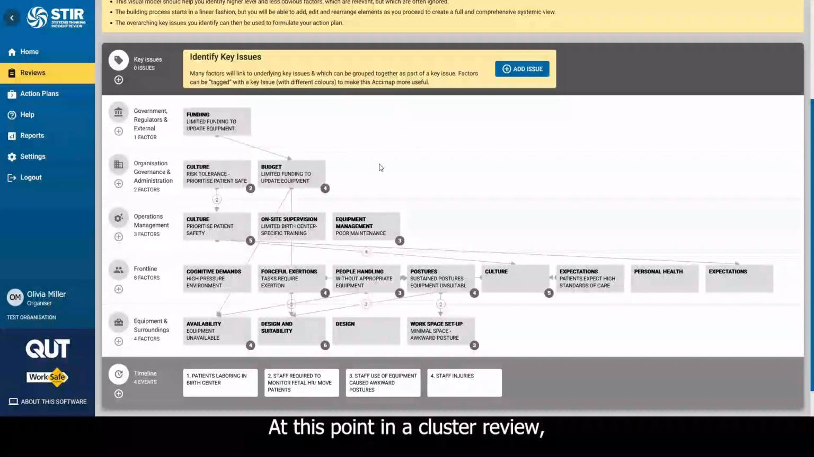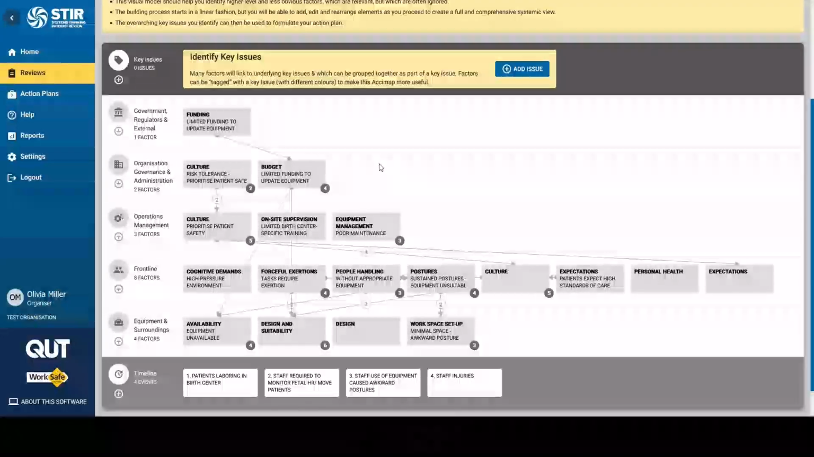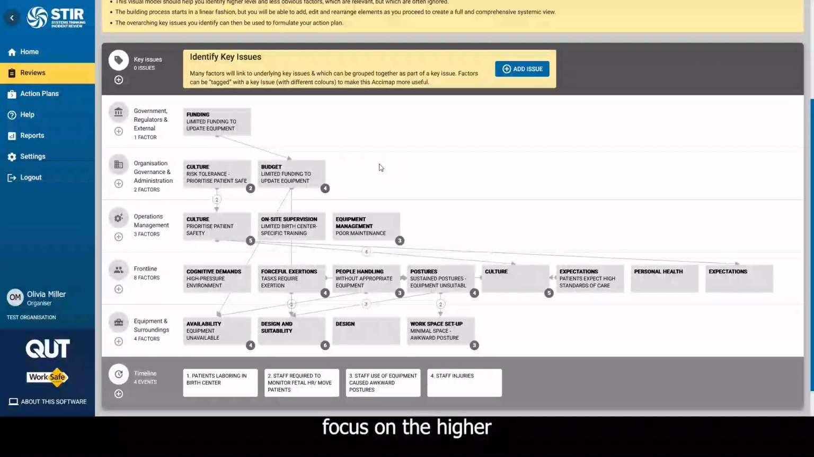At this point in a cluster review, you will need to consult with stakeholders to help you identify factors at higher levels of the system. For example, you may convene a workshop to go over the AXIMAP collaboratively. In consultation with others, add new factors across the different levels of the system as needed, with a particular focus on the higher levels of the system.